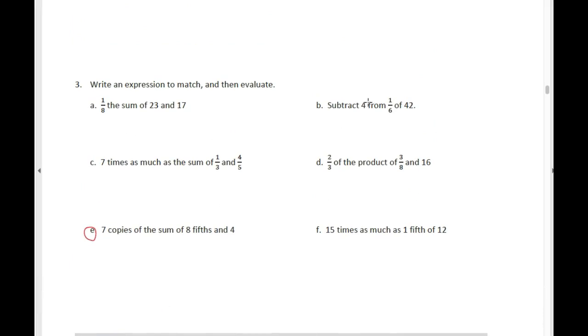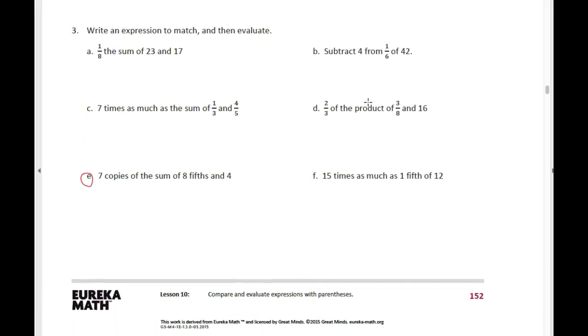And here's the directions. Write an expression to match and then evaluate it. So this one says right here 7 copies. So we're probably multiplying 7 copies of the sum of 8/5 and 4. So we know we're adding. Here's your 8/5. And what are we adding to that? We're adding 4. We can just make it 4/1 to start with. And we're going to have 7 copies of that.